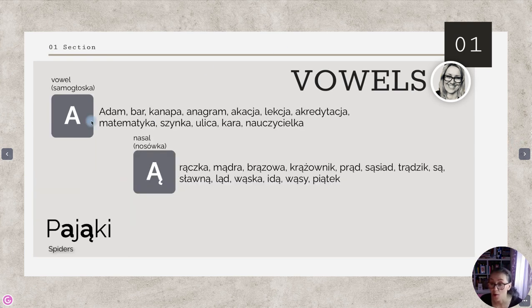Let's start with our first vowel and first nasal. Very similar in looking, but not in pronunciation at all. This tail makes all the difference, right? So, a, and let's look at the first word, Adam. A lot of native English speakers pronounce this word as Adam. So it's Adam. It's not Adam.